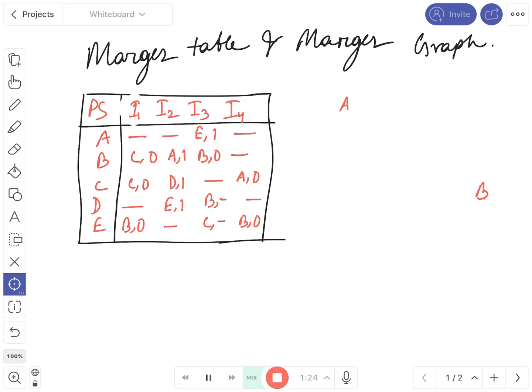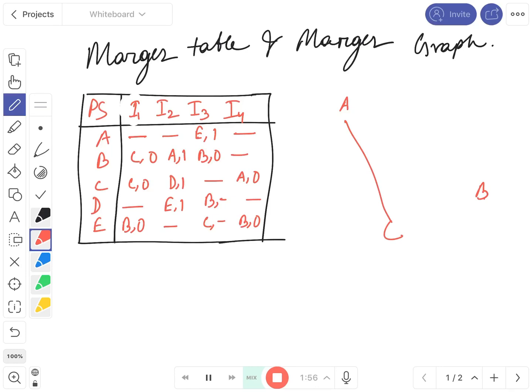Now let us check for A and C, whether compatibility is possible or not. For I2 the outputs are same. For I3 also the outputs are same because one output is not specified, and for I4 the outputs are same. So A and C may be compatible, and there is no implied state. So from A to C I am drawing one compatibility graph.